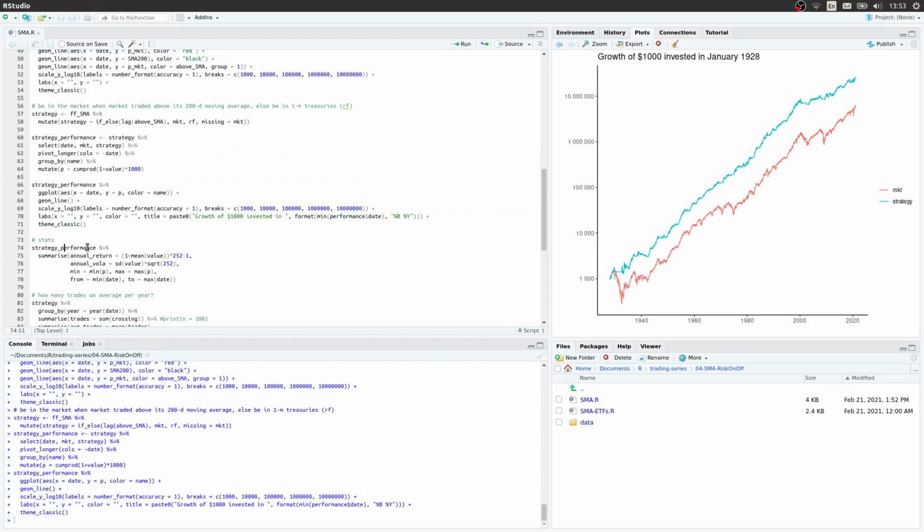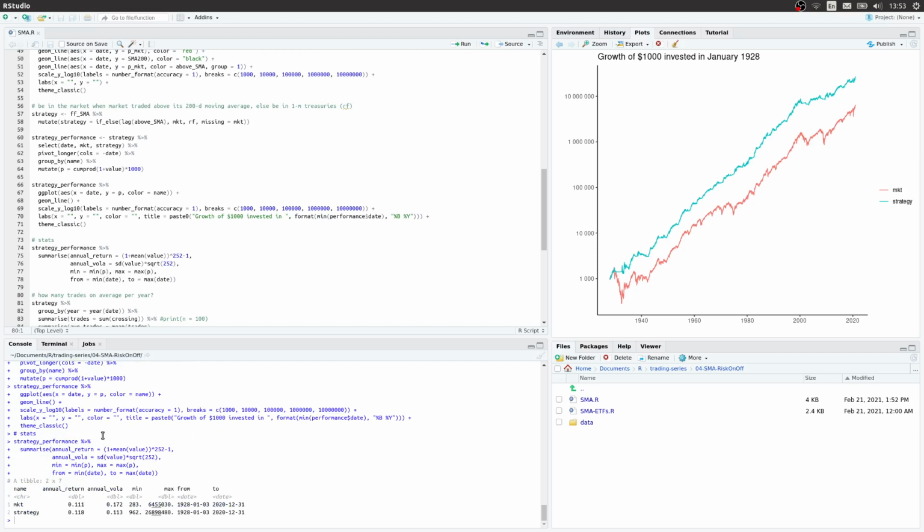Now we can also again compute the stats, and we see the market returned 11% with 17% volatility, which we've seen before, while the strategy got 11.8%. So it's not much more absolute performance, yet a much less risky strategy. It comes with a lot less elevated volatility of only 11% per year.